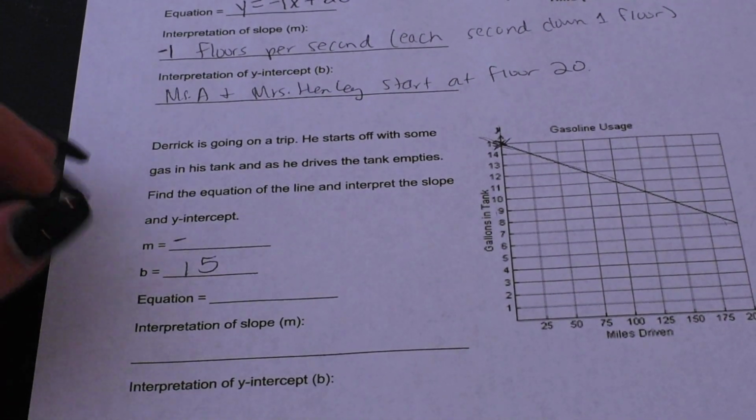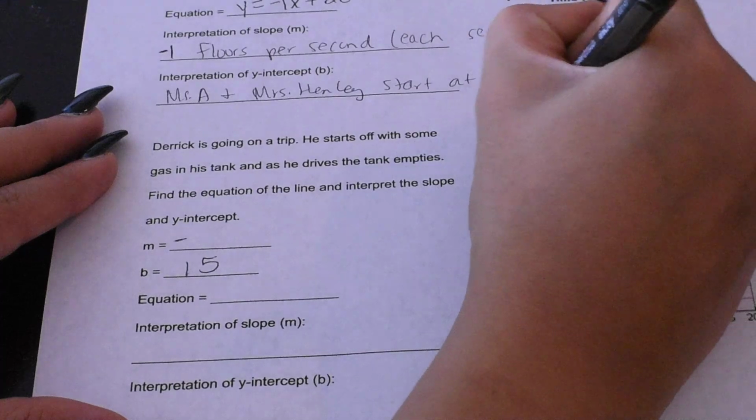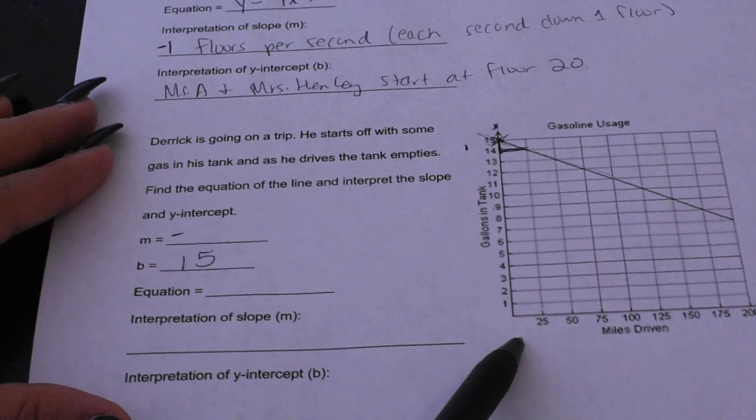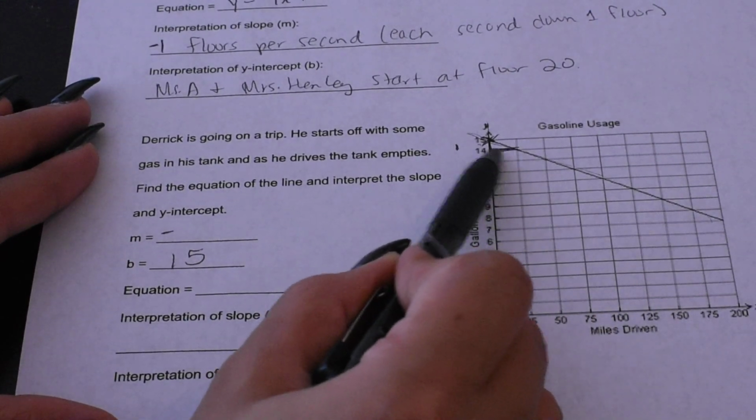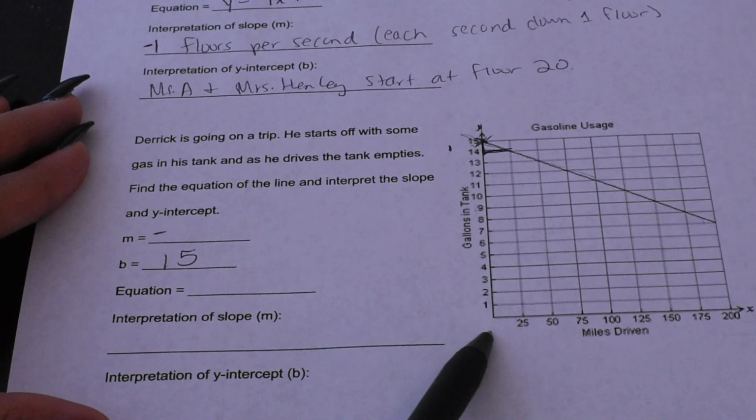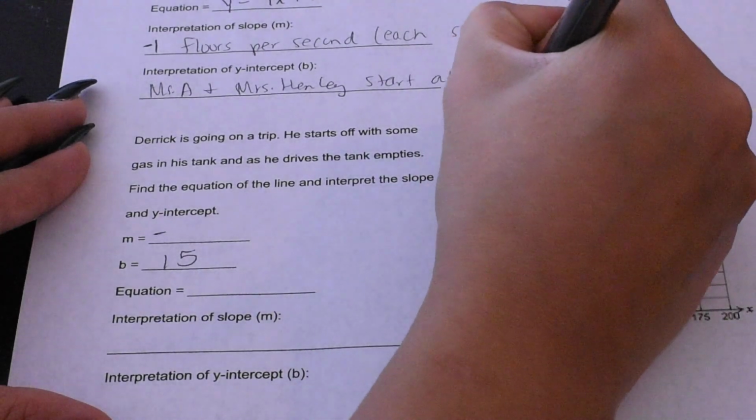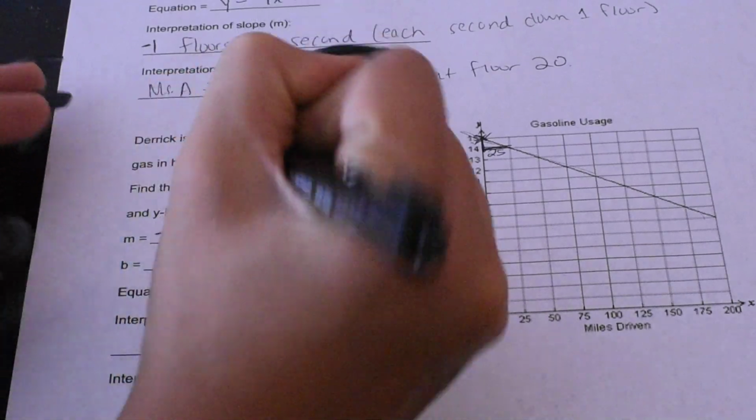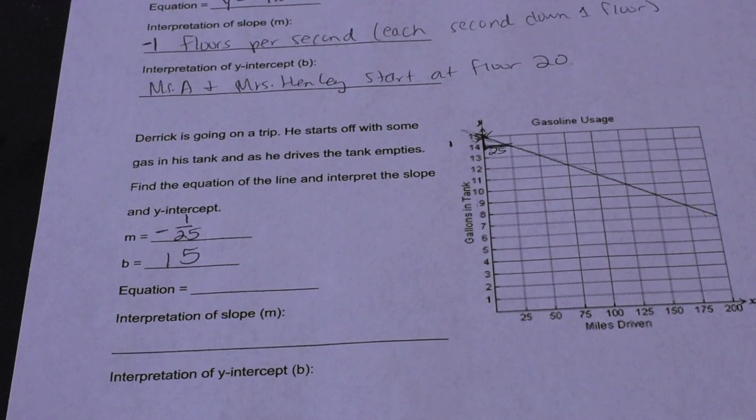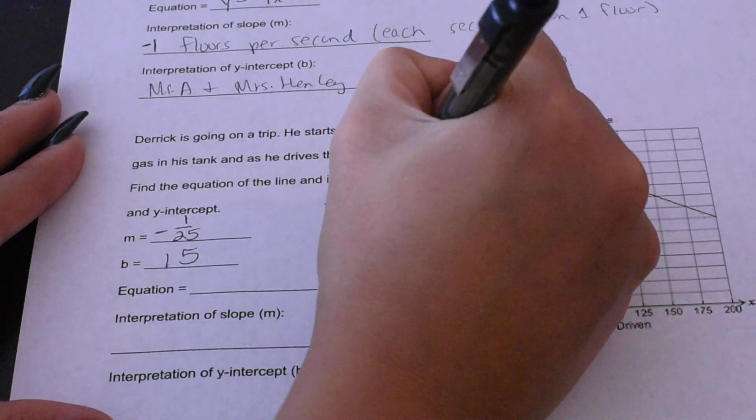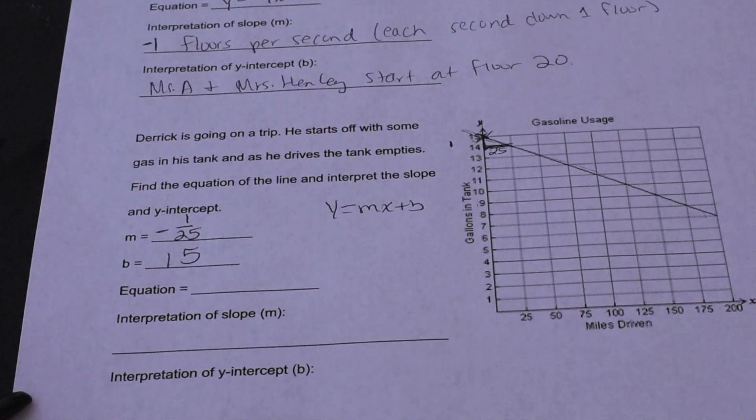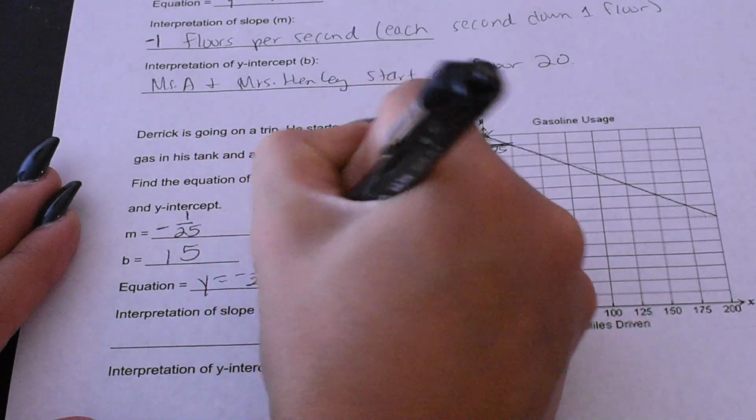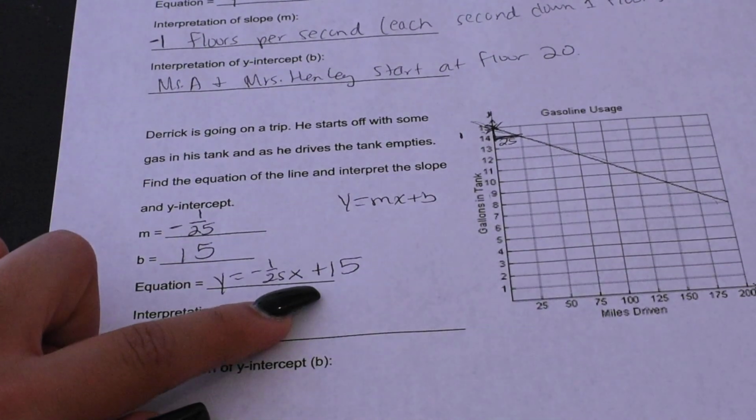All right, my slope, I'm going to use rise over run. From 14 to 15 is 1. And pay attention, this bottom part, my run is not 1. I go from 0 to 25. So my run is 25. So my slope is actually -1 over 25. My equation, we said, is y equals mx plus b. You plug in for m and for b. y equals -1 over 25 x plus 15, my b.